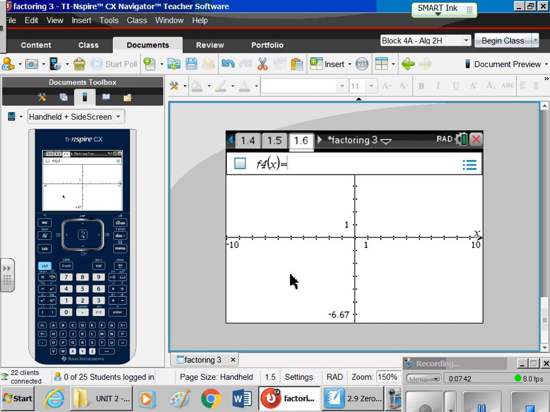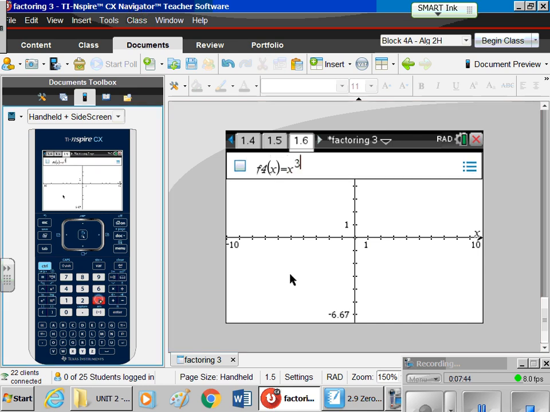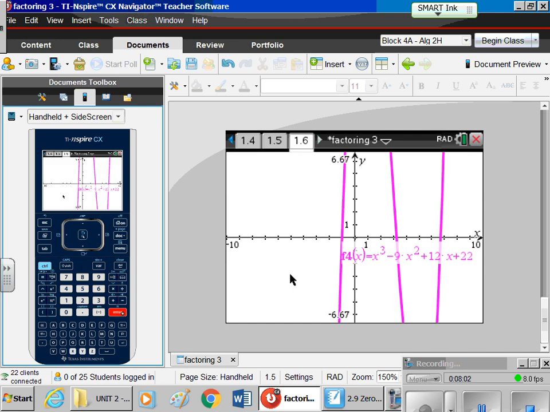So we're going to do x raised to the third power minus 9x squared plus 12x plus 22. Obviously, we're not going to put the equal 0 in there. We have our equals already, and we're going to hit enter. And this is going to hit in a couple of places.